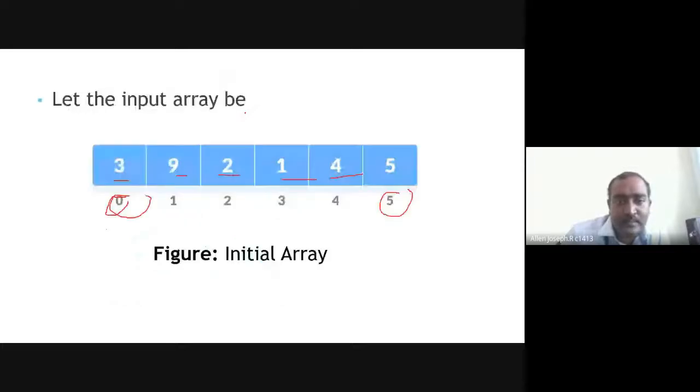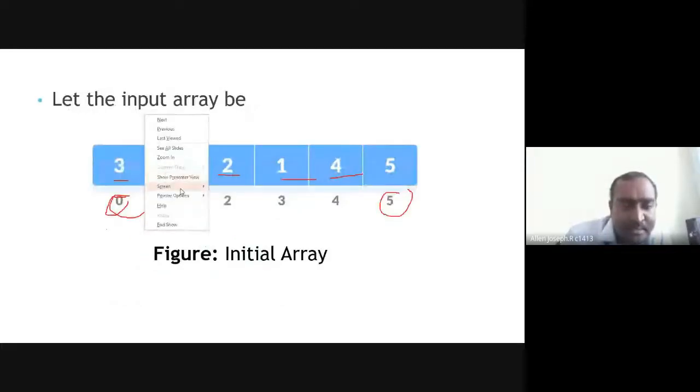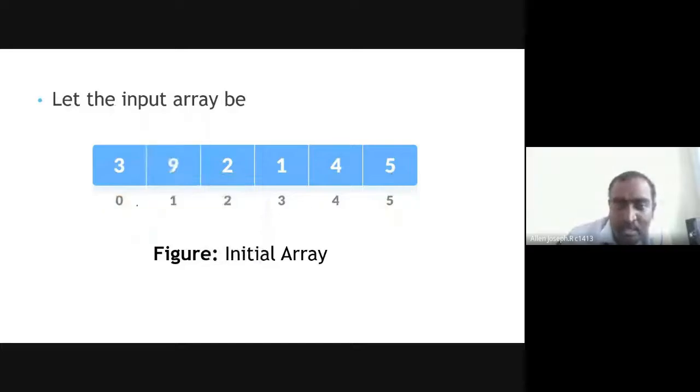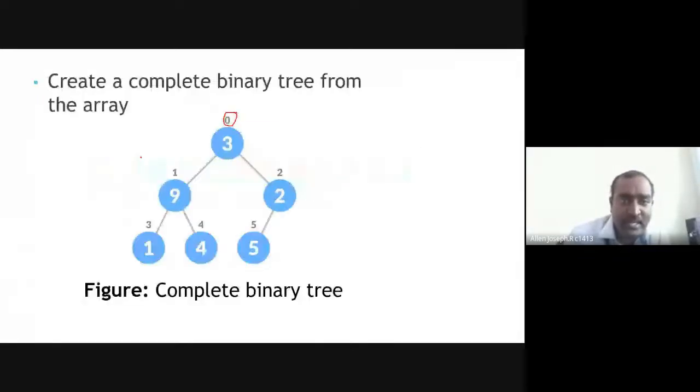So see, for 0, you have a 3 here. So I'll just go to the next slide. For 0, you have a 3. And in the next one, for 1, you have a 9. So the index of A of 1, suppose A is the variable assigned to this array, A of 1 is going to have a value 9. So we have a value 9 here.